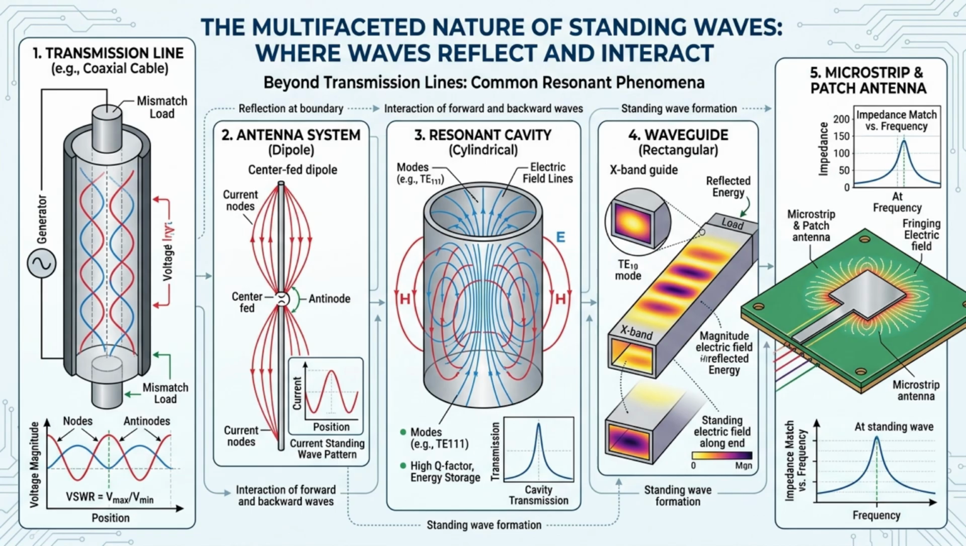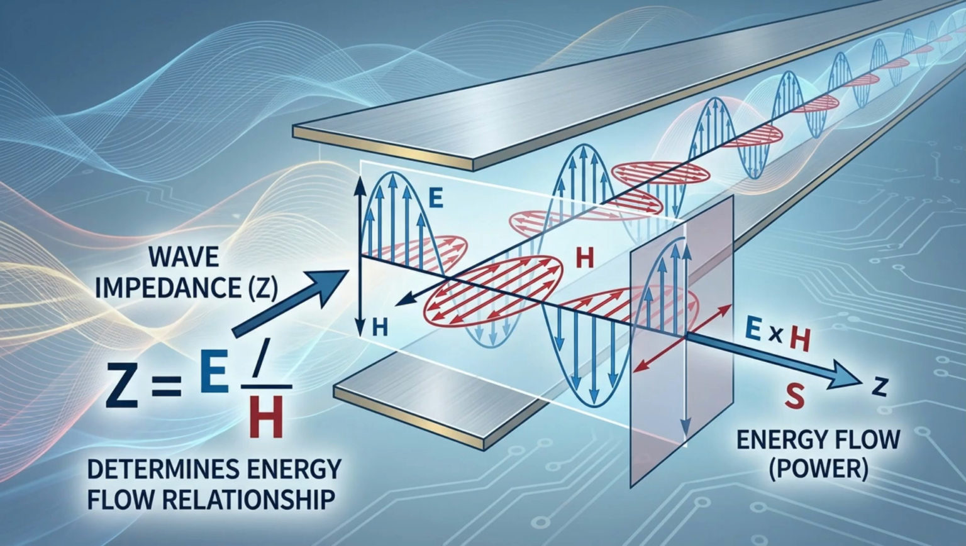A common misconception is that standing waves only occur in transmission lines. In reality, standing wave behavior can appear in antennas, resonant structures, waveguides, cavities, and many other electromagnetic systems whenever waves reflect and interact. Understanding standing waves naturally leads to another important concept. The relationship between electric and magnetic fields determines how energy moves through a medium. In the next lesson, we will explore wave impedance and discover how electromagnetic fields relate to one another during wave propagation.